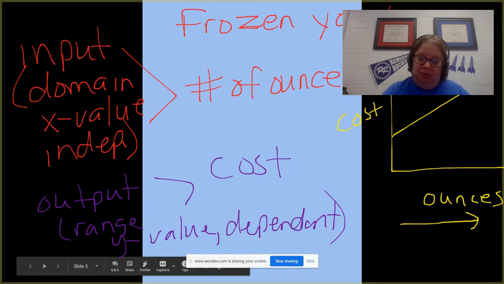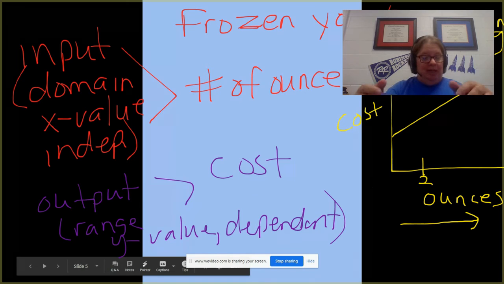Is it a function? Does each input have only one output? If I have 2 ounces, it's only going to have one cost, right? I'm not going to charge this person one price for 2 ounces, this person another price for 2 ounces. 2 ounces is going to have one cost. It is a function. It is increasing because as the x values increase, the y values increase.